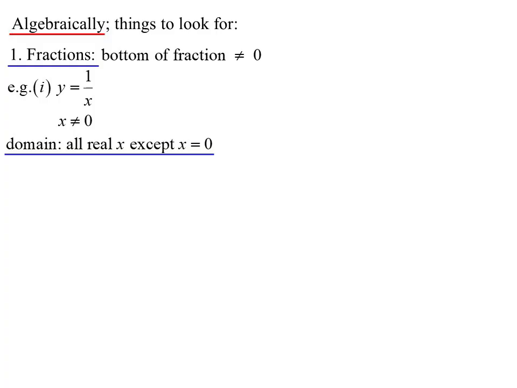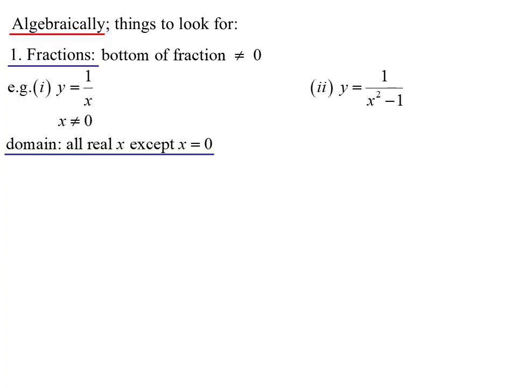Remember, domain and range for that matter is an inclusion set. So we talk about what's included, not what's excluded. So it's all real x. We don't just write it as x does not equal 0. That's not a good way of writing domain. We want to know what's included. So everything's included, just not this value of x equals 0.